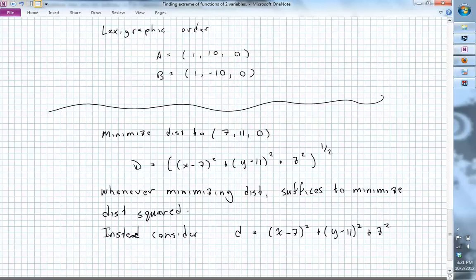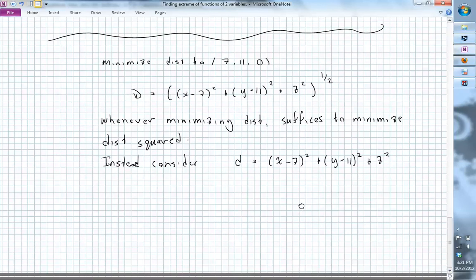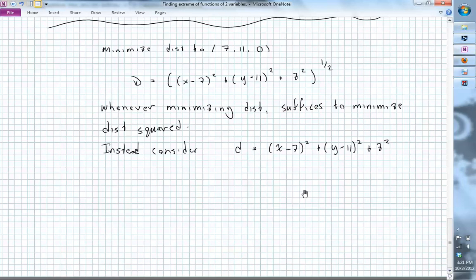So, word to the wise, whenever you're minimizing a distance function, which you'll do probably a few times in the next couple of days, minimize distance squared. Get rid of that radical. All right. Now, if I were to minimize this function just as it is right now, what's the answer? 7, 11, 0, right? How do you minimize the distance to 7, 11, 0? You just be 7, 11, 0 and you're done.